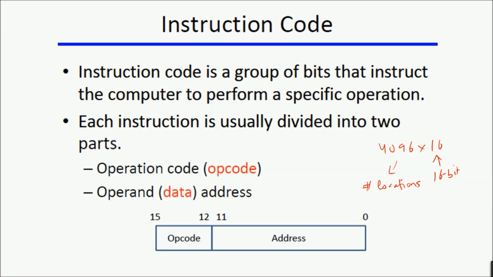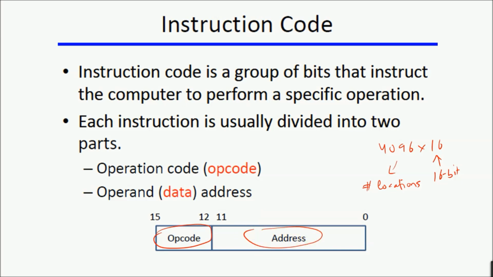Now, what are the contents of an instruction? An instruction has information about the operation we want to perform and also information about the data on which we want to perform that operation. So the instruction has two parts. One is the opcode, or operation code, that tells us which operation we want to perform, and the second has information about the operand.